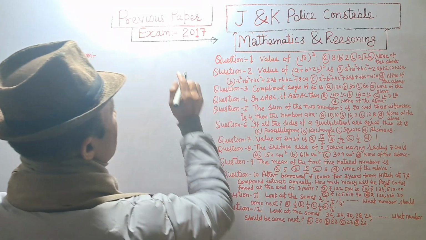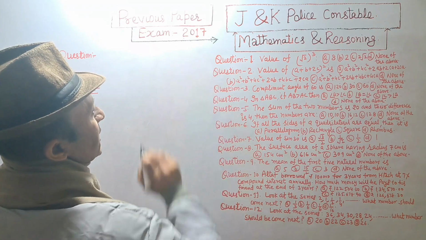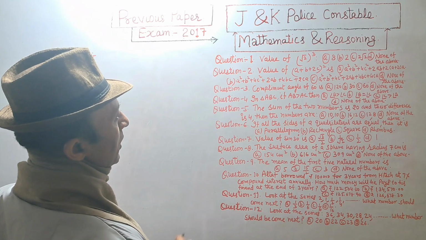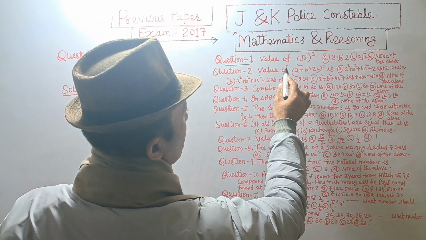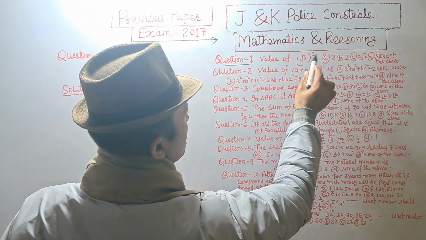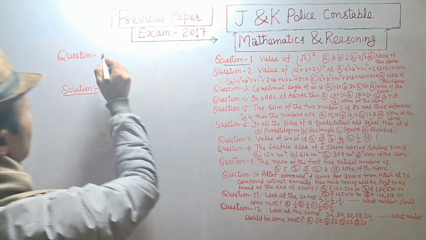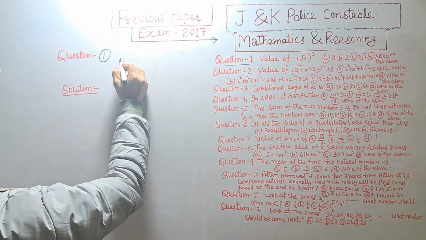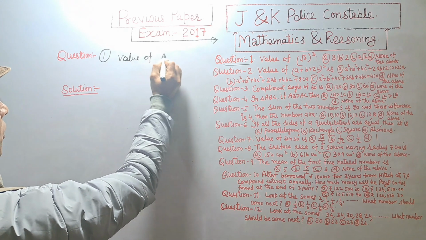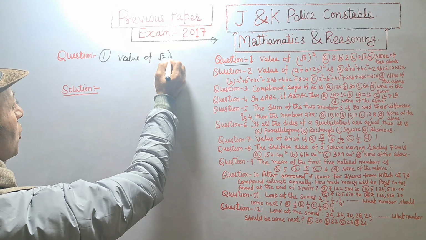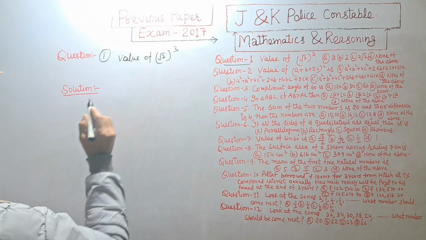J&K Police Constable exam 2017 previous paper. Question number 1: the value of root 2 raised to power 3 is.